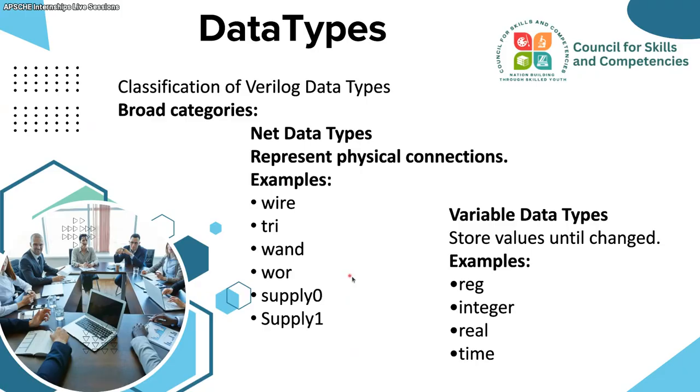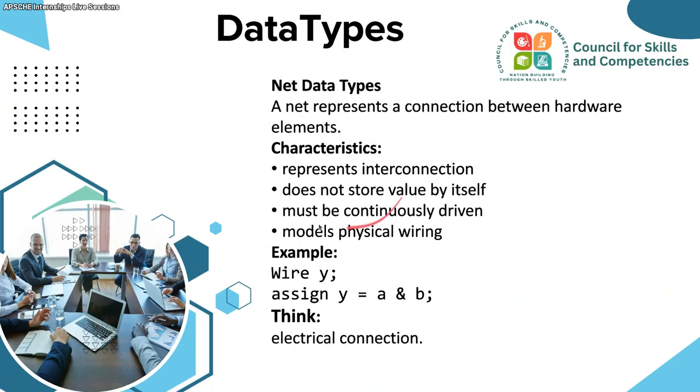And the other category, the variable data types, store values until changed. So it is something like it can store the value. This cannot store the value. This will store the value. Examples: register, reg, integer, real, and time. It is not synthesizable. Okay, so real, time, integer, and reg are variable data types. So first we will focus on the net data types.